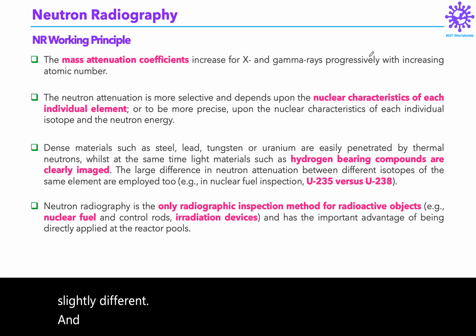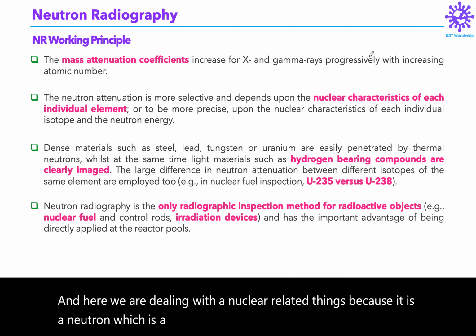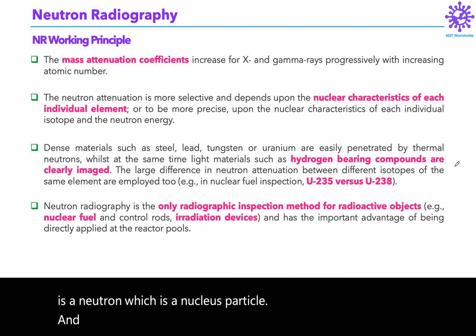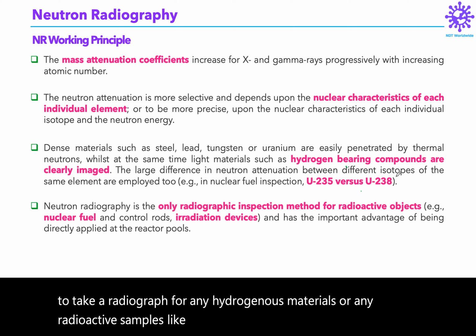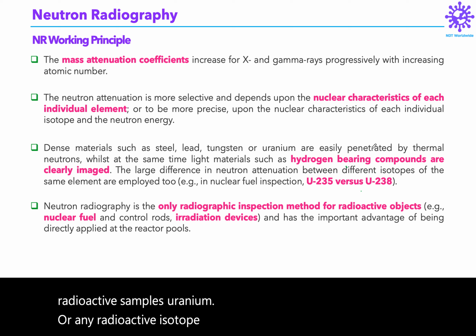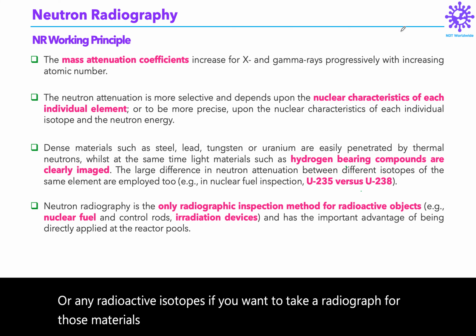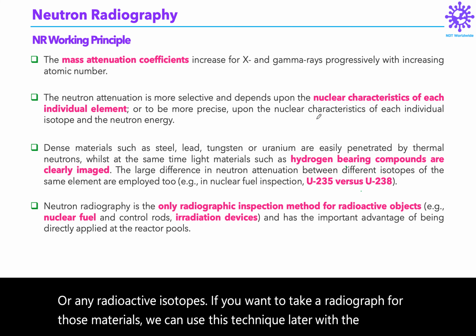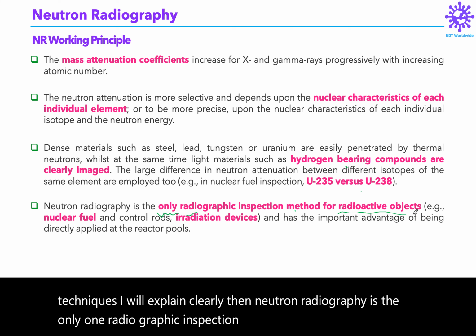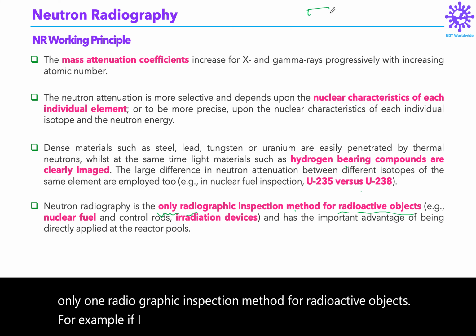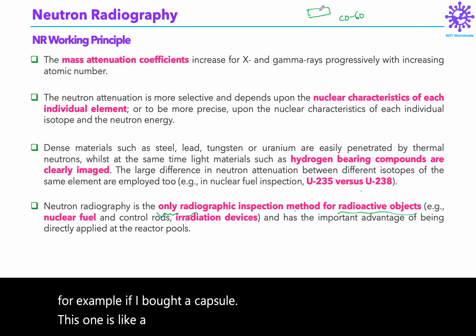And here we are dealing with nuclear-related things, because it is a neutron, which is a nucleus particle, and hydrogen-bearing compounds are clearly imaged. If you want to take a radiograph of any hydrogenous materials or any radioactive samples like uranium or any radioactive isotopes, we can use this technique. Later I will explain the techniques clearly. Neutron radiography is the only radiographic inspection method for radioactive objects. For example, if I bought a capsule, this one is like a cobalt 60 capsule. There is a small capsule inside. I bought this source.